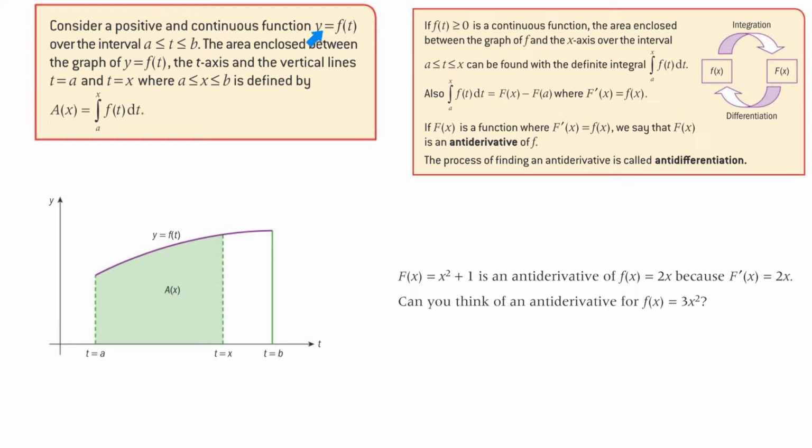And the function is this function. That's what that purple line is representing, over the interval t is greater than or equal to a and less than or equal to b. So t can take any value between a and b.